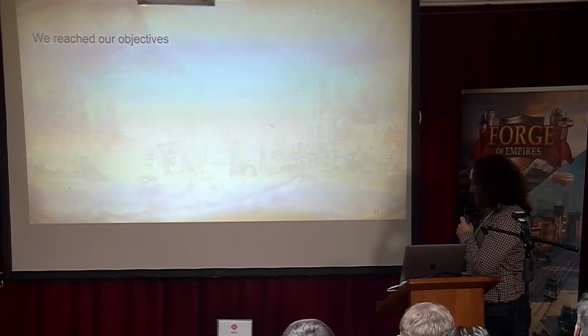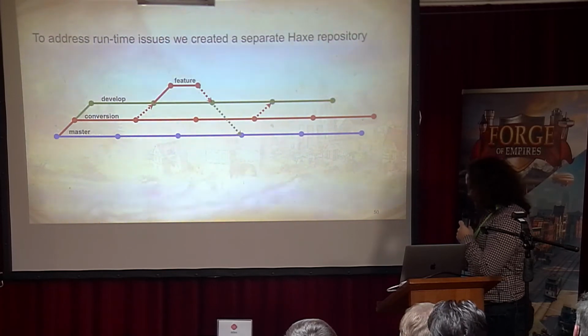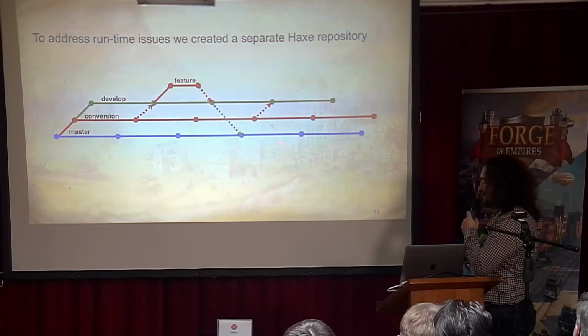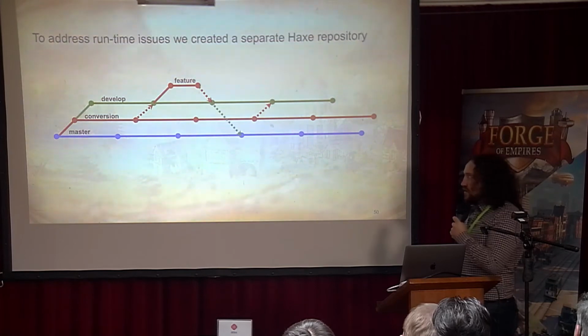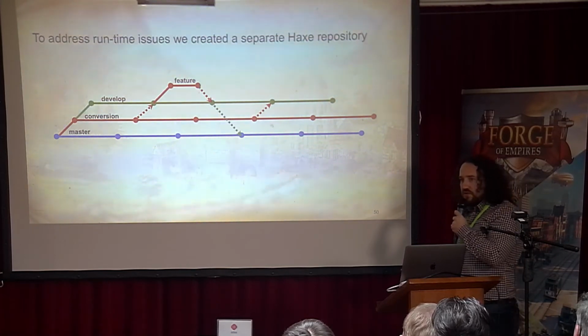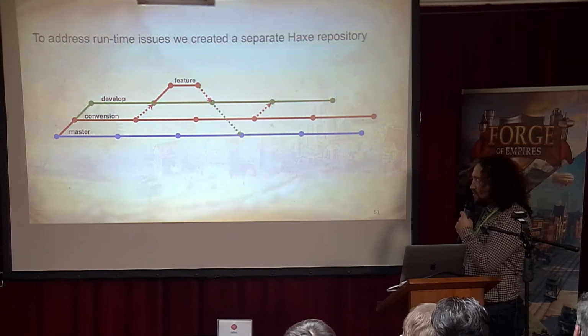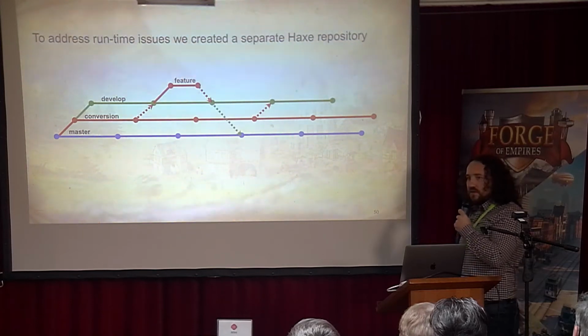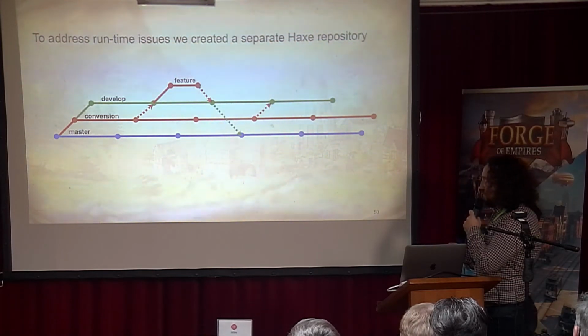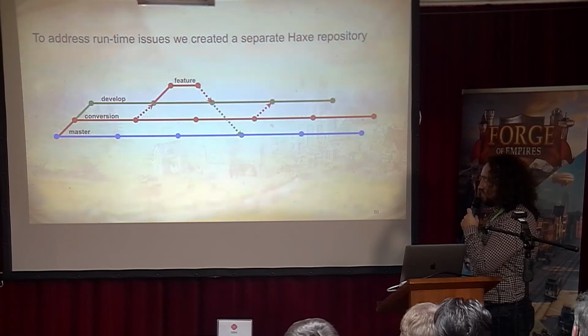We have the master branch, which is the stable one. We have this special branch called the conversion branch, where only the converter pushes, so no other branch is merged back into it. And we have the develop branch. From this branch we branch out feature branches, fix the runtime issues, merge back to develop, and at some point merge develop to master.